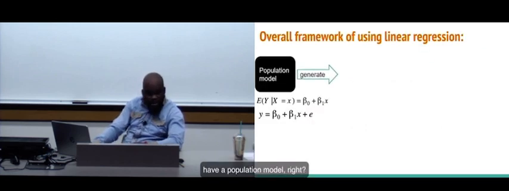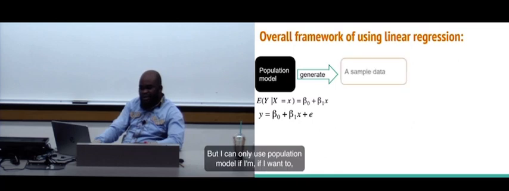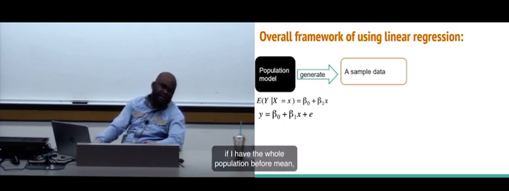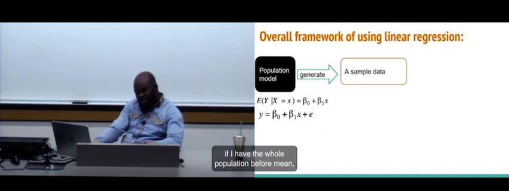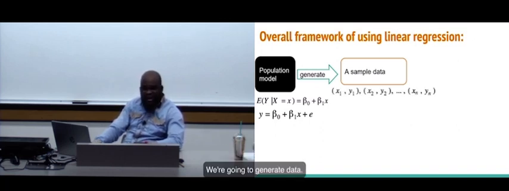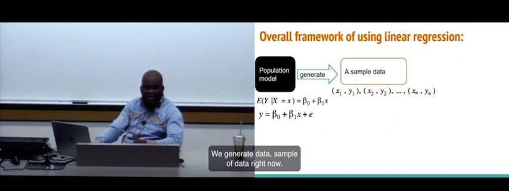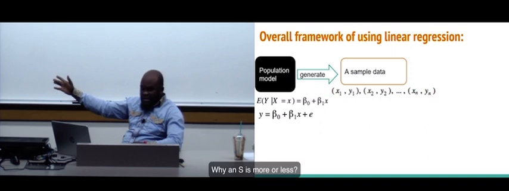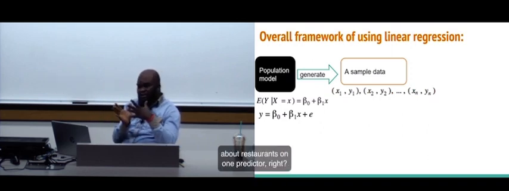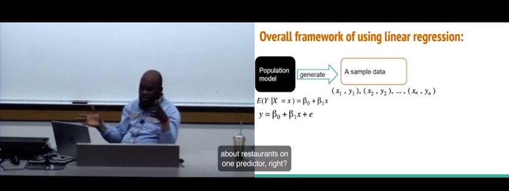I have a population model, right? But I can only use the population model if I have a lot of data, if I have the whole population before me. We don't have resources for that. We're going to generate data, right? We generate a sample of data. Now, Y and X here is more or less, I actually want to talk about a response and one predictor, right?